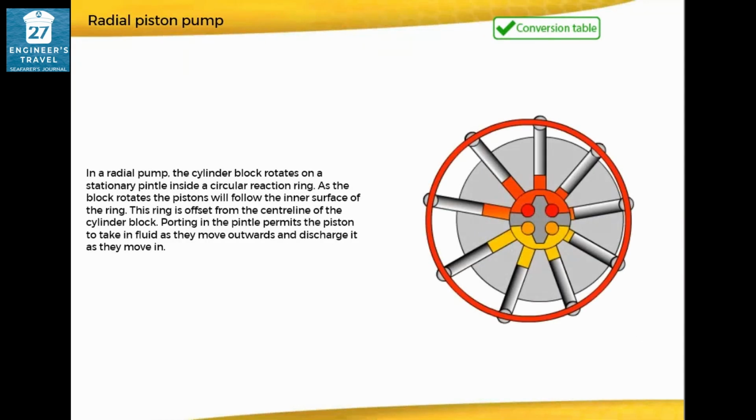In a radial pump, the cylinder block rotates on a stationary pintle inside a circular reaction ring. As the block rotates, the pistons will follow the inner surface of the ring. This ring is offset from the center line of the cylinder block. Porting in the pintle permits the pistons to take in fluid as they move outwards and discharge it as they move in.